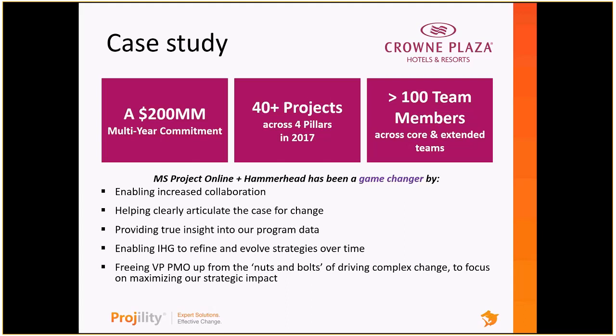What they did is they had no centralized repository or way to do a lot of the things we talked about today, so they decided to leverage Project Online and the Hammerhead technology we discussed to really be a game changer for them. What it did is help enable increased collaboration for their teams, to clearly articulate the case for change and communicate that through the project lifecycle and throughout the entire program. It really provides them with insight and reporting across the program. It enables the enterprise above the program to refine and evolve their strategies as they start to see the results and start to insert projects in near real time.